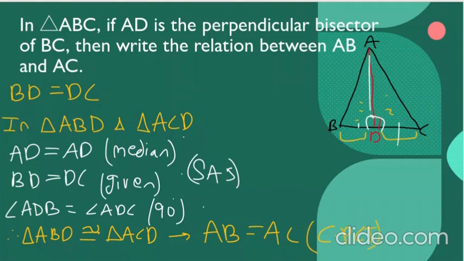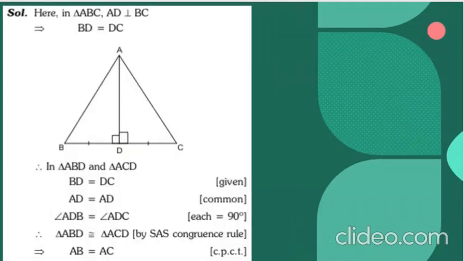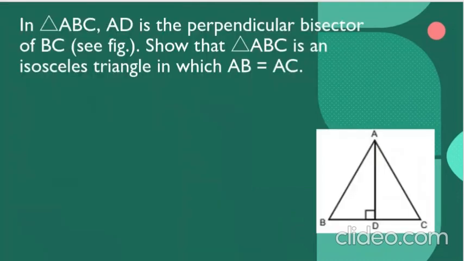CPCT means corresponding parts of congruent triangles. So AB and AC are corresponding, so they will be equal. BD and CD, they both are corresponding, so they will be equal. So the relation between AB and AC is that they are equal. Why? Because they are in the corresponding sides. So here is your solution. You can make a note of it.